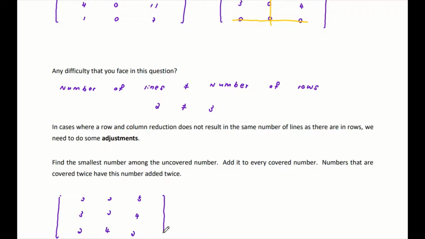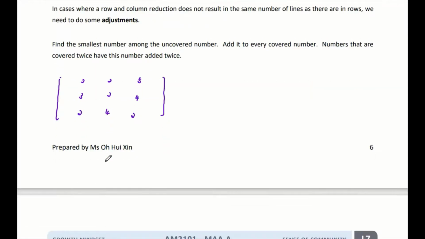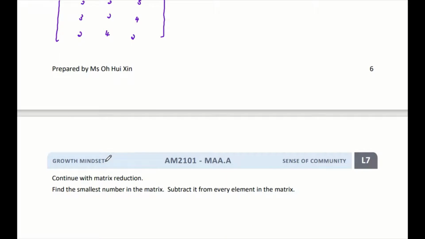So this is what you have after you do your first step of adjustment. Is that all right? It means find the smallest number among the uncovered numbers, add the smallest number to every covered number, and for the numbers covered 2 times, you need to add it twice onto that specific number. Then later we will continue with the matrix reduction.